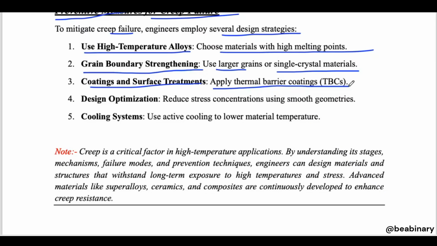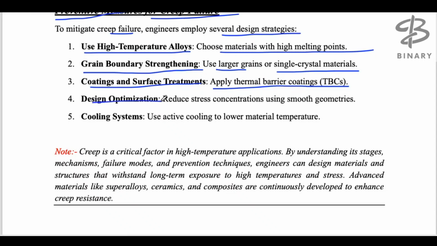So what we can do is take a coating of a material which has high temperature resistance, because the outer area where we do the coating is the part that will be exposed to the temperatures in the application. So that coating will help reduce creep, right?